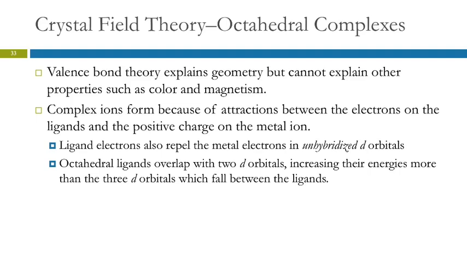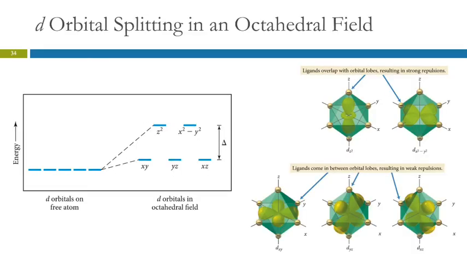So these complex ions form because we have attractions between the electrons on the ligands and the positive charge on the metal ion. But the ligand electrons also repel the metal's electrons that are in unhybridized d orbitals. So the octahedral ligands overlap with 2 d orbitals, and that increases their energies more than the 3 d orbitals that are in between the ligands. And that probably made 0 sense, so hopefully this picture will help.